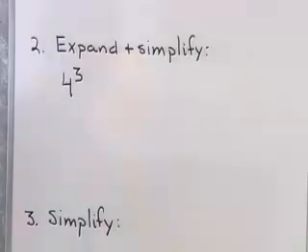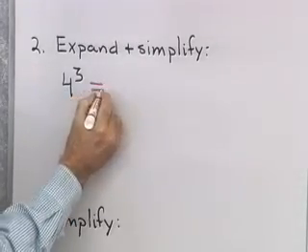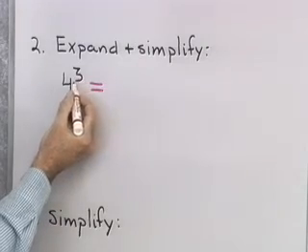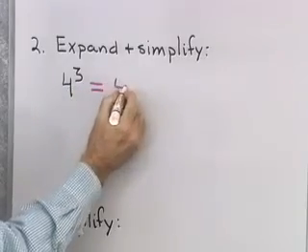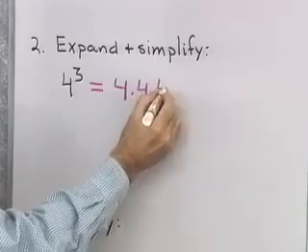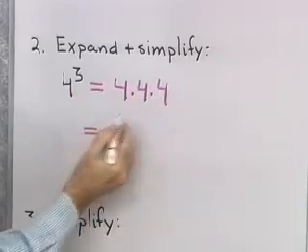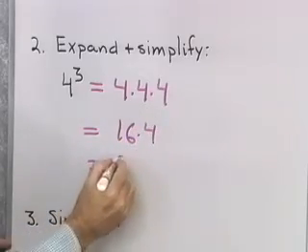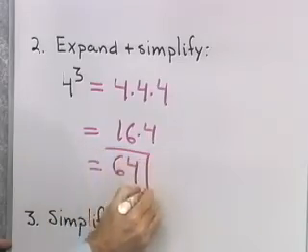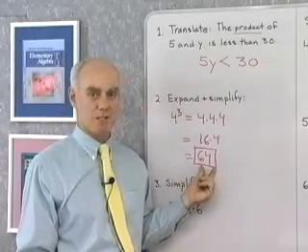Here's our next problem. Expand and simplify. I have an exponent here of 3, a base of 4, and by definition, an exponent of 3 tells me you use this base as a repeated factor 3 times. So I'm going to multiply 4 times 4 times 4. So exponents stand for repeated multiplication. 4 times 4 is 16, times 4 will be 64. So 4 raised to the third power is the same as the number 64.